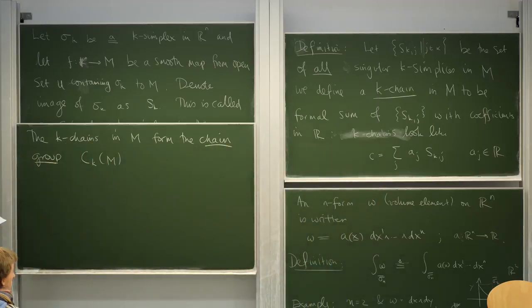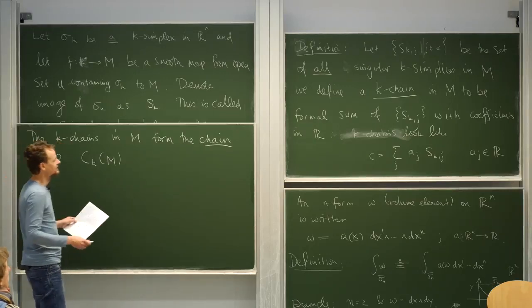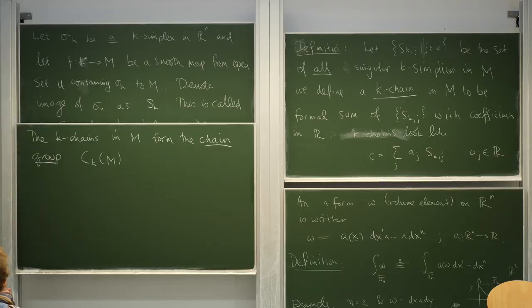I'm going to give it a name. It's called the chain group, C_k of M. Now this is the space that we're going to work in. I kept talking of d as like an operator, this boundary operator. Now we have a space for it to act on.